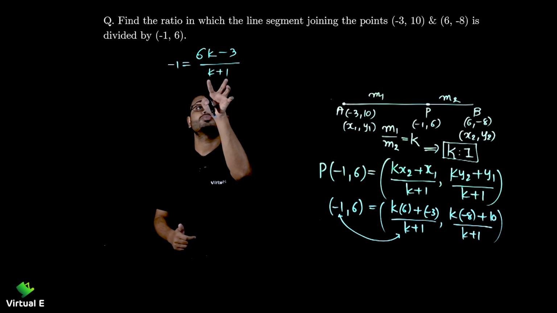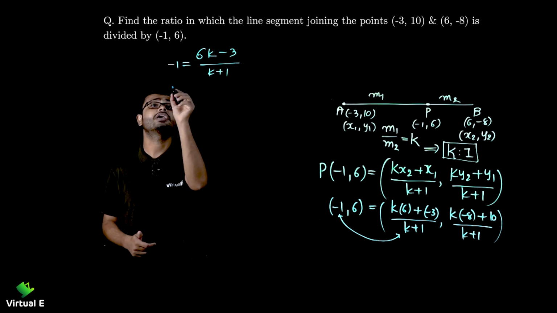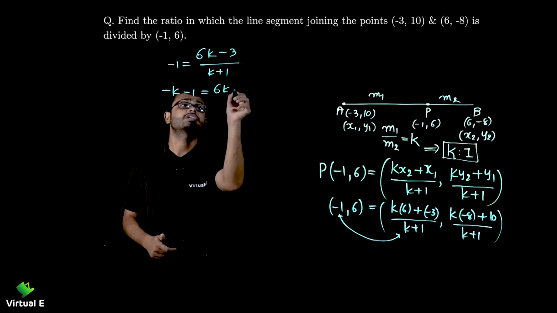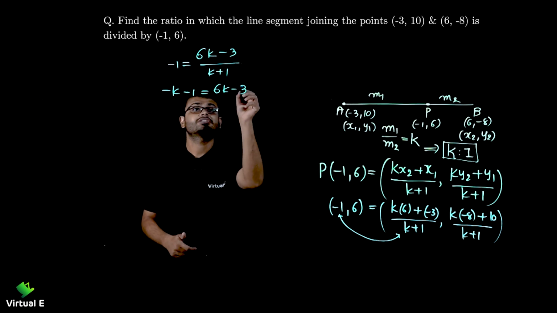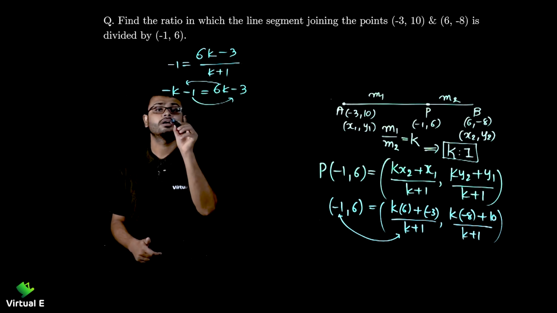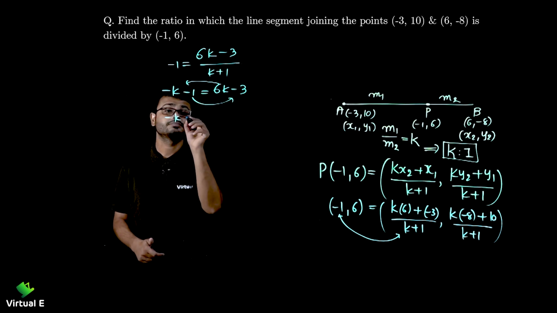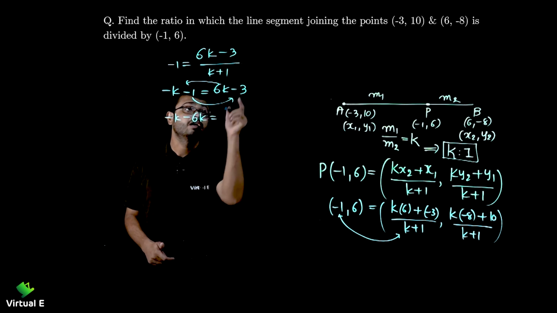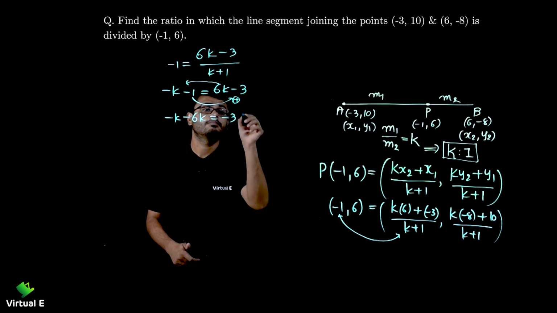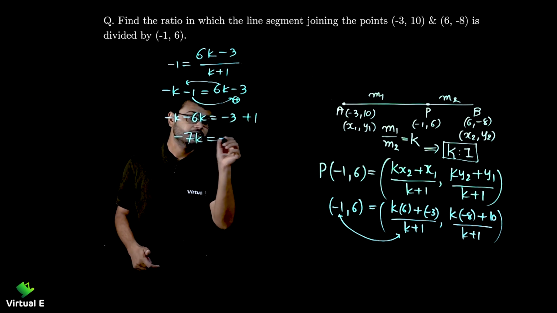Simple. These two terms I will be multiplying with minus 1. It will become negative. K will be minus k. 1 will be minus 1 is equal to 6k minus 3. Let's shift k over here and 1 over here. So let's do it. Minus k, and this 6k if we shift, it will become what? Minus 6k minus 3 as it is. If I shift minus 1, that will become plus 1. So minus 7k is equal to minus 2.